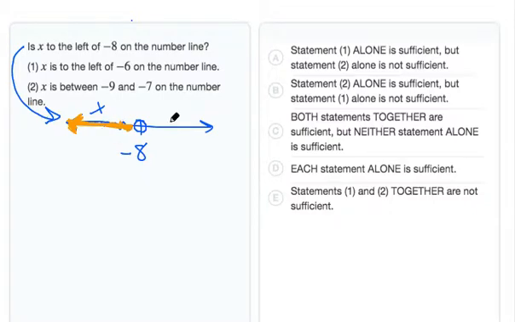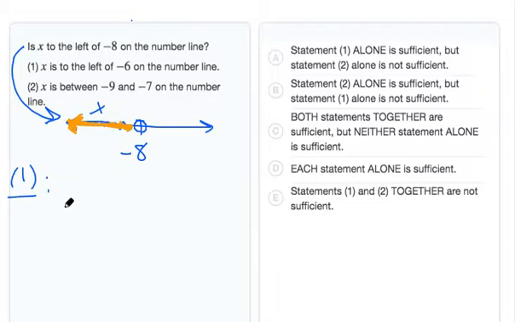If x is somewhere over here, we can say yes to the question. If x is somewhere over here, we can answer no to the question. If it straddles the two, then we wouldn't really know where it would lie. So let's dive into statement 1.